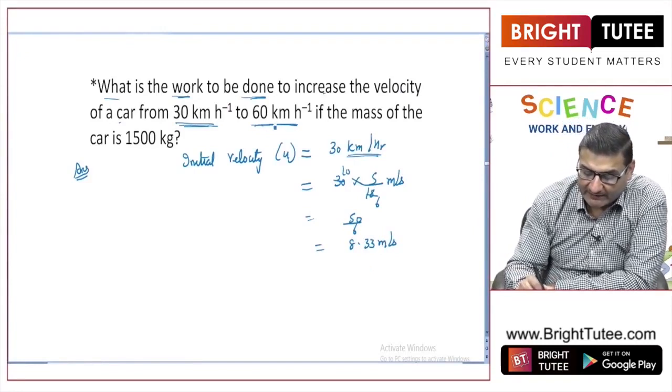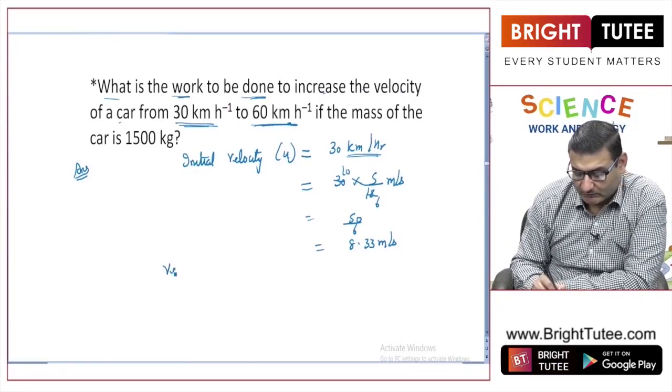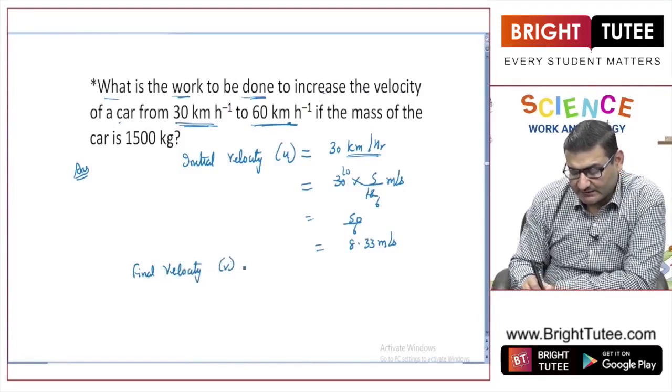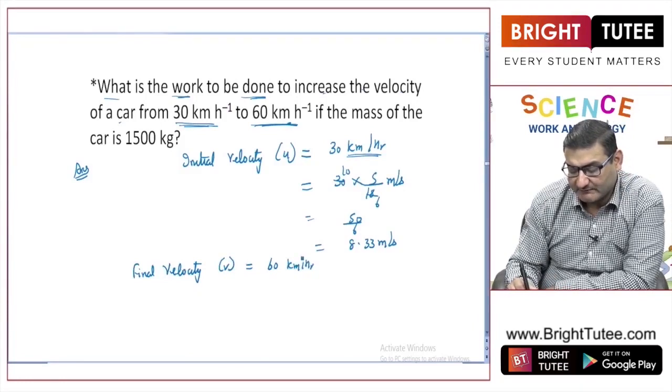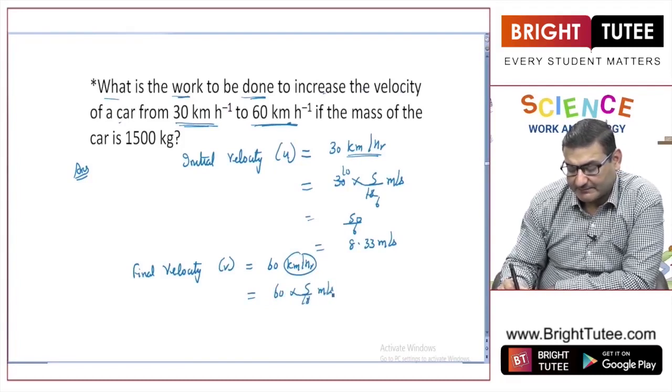Now the final velocity is given to us. What exactly is the final velocity? It is represented by small v. This is given to be 60 kilometer per hour. Once again we need to convert it. How? 60 multiplied by 5 by 18 meter per second.